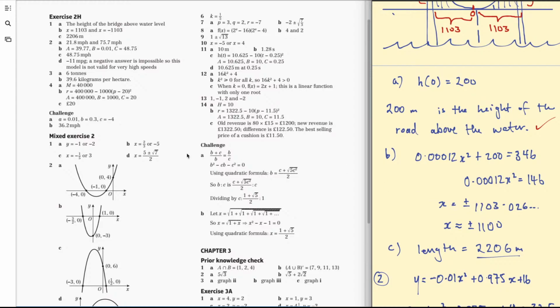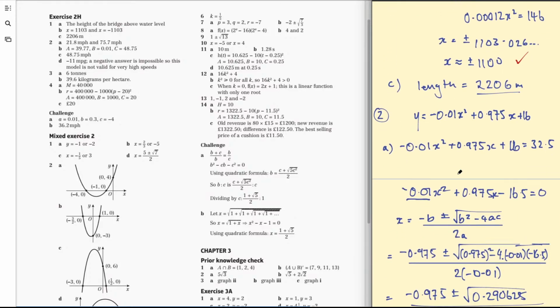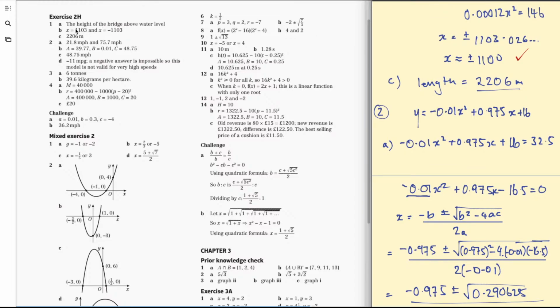B was 1103. Okay, so in the examples they said round off to 3 significant figures, and then in the answer they've rounded off to 4 significant figures. Naughty textbook. Telling us to do one thing and then doing another in the answers. Not very nice. Anyway, the length was 2,206 to the nearest meter. Okay, so question 1 was correct.